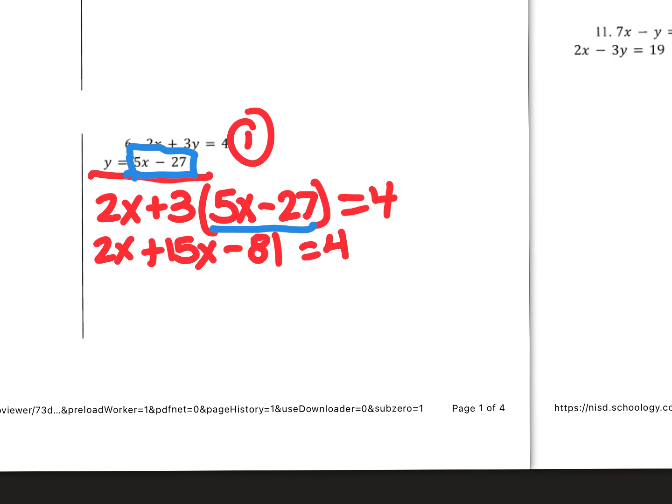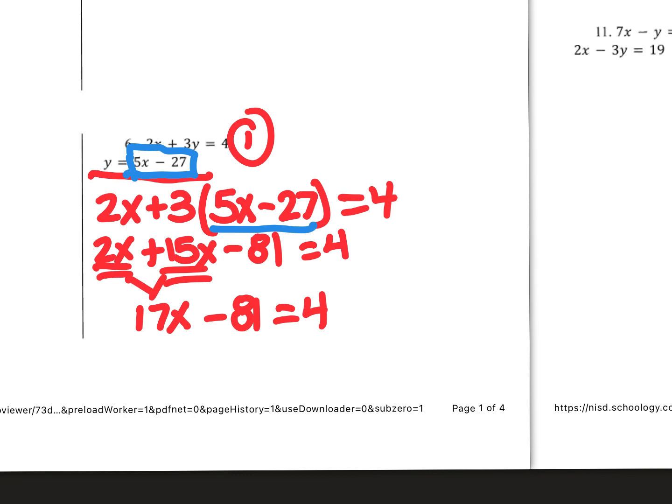The next, C, combine like terms. Absolutely. I have 2 X's on the side. So I'm going to add these together. I have 17x minus 81 equals 4. On here, look, we've already gotten rid of our y variable. So we are simply solving for x. Okay? I need to get that x all by itself.